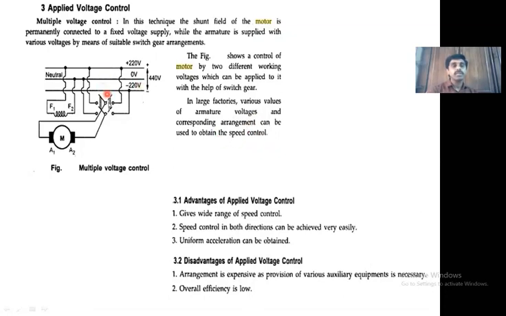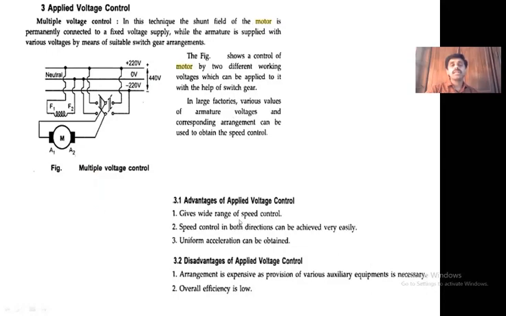If you observe here, when the switch is closed in this position, the armature is applied with 0 to 220 volts. If the switch is in this position, minus 220 plus 220, that means 440 volts is applied across the armature. When the voltage applied across the armature is different, the speeds are different.